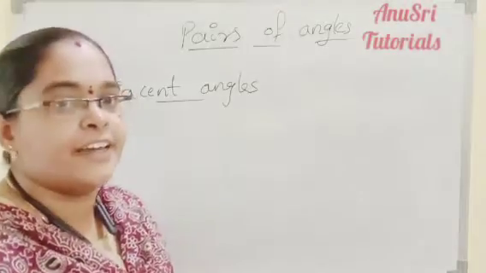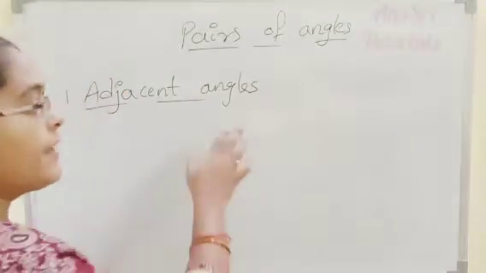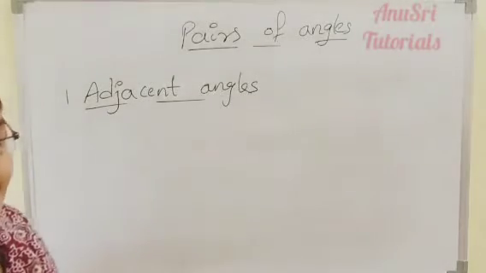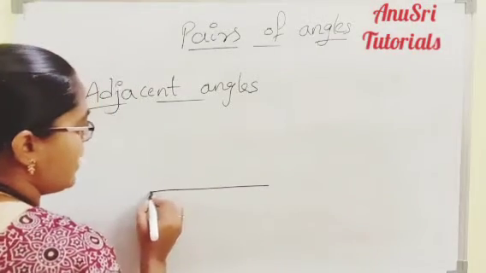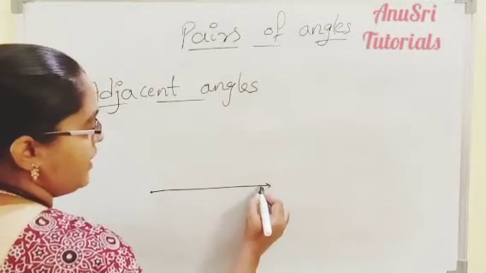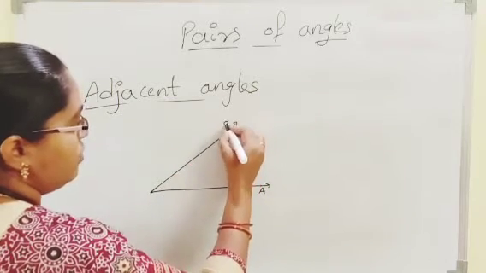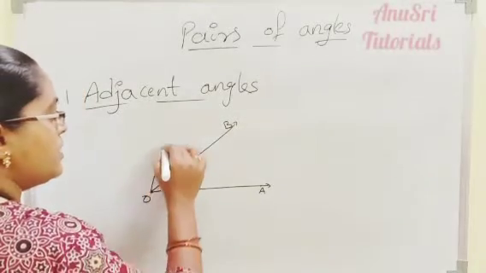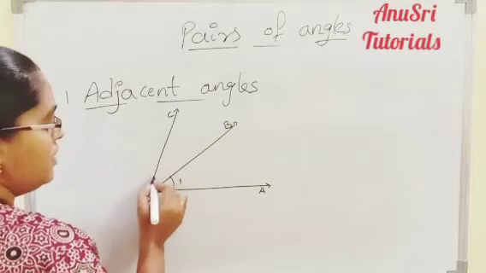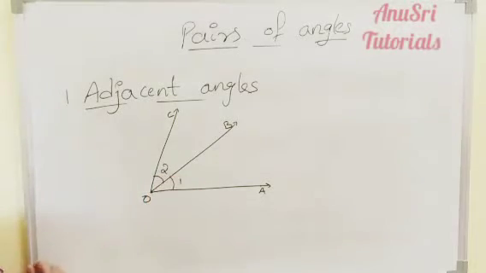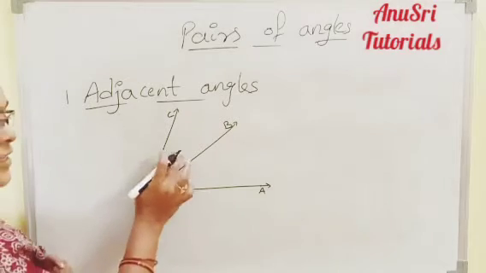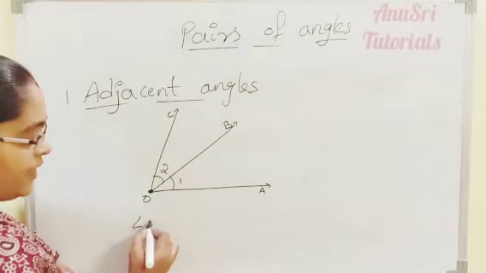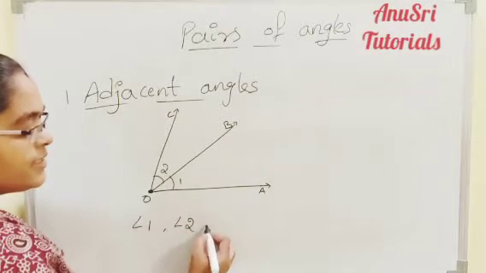Now the next topic in angles is pairs of angles. See, in pairs of angles, the first type is adjacent angles. See which angles we are calling as adjacent angles. The angles which have the same vertex. See here OA is one ray, OB is another ray. So this angle we have as angle 1, and from this same point we have one more ray OC, and here we have angle 2. So in this case we have two angles and these two angles have the same vertex. Vertex is the same for the two angles. For angle 1 and angle 2 the vertex is the same.